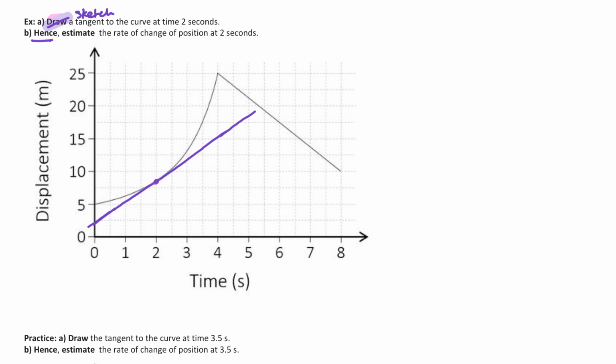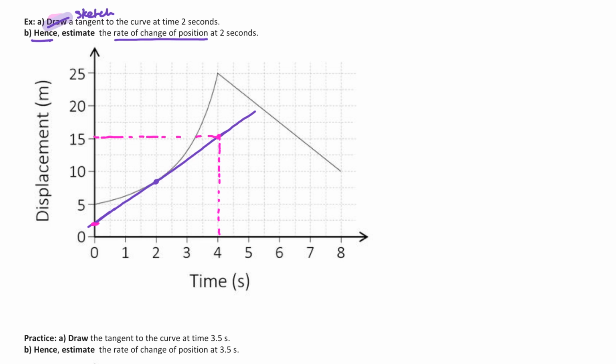So now that we've done this, we're going to estimate the rate of change of position at 2 seconds. So rate of change is the slope. So we're going to find what the slope of this is. I'm going to choose 2 points on the line. So I'm going to choose maybe this point over here. And again, we are doing an estimation. So this is approximately here and here. And we're going to use one other point. I'm just going to use this point over here.